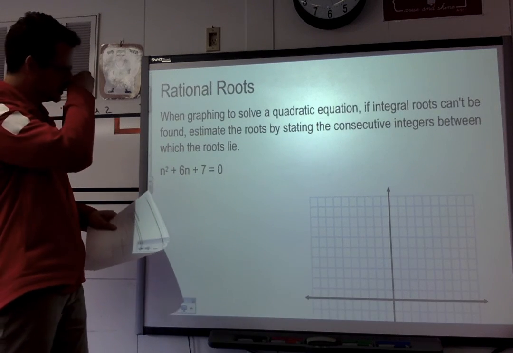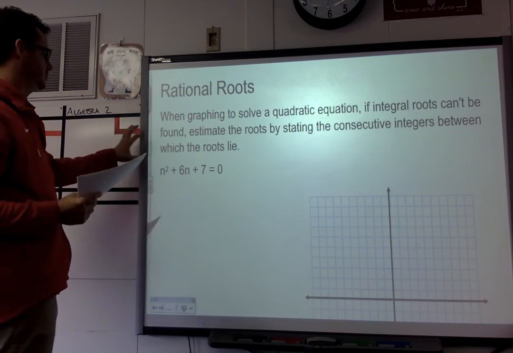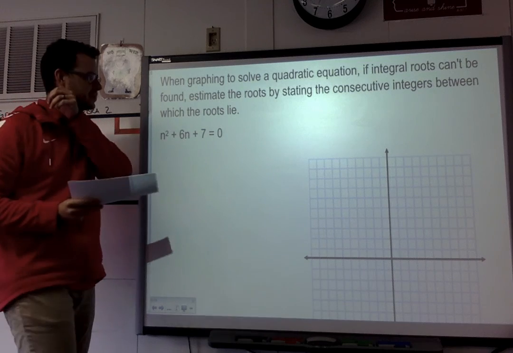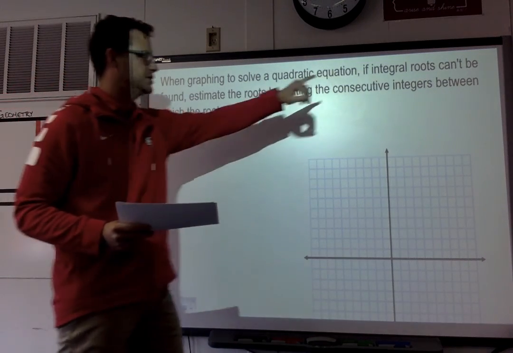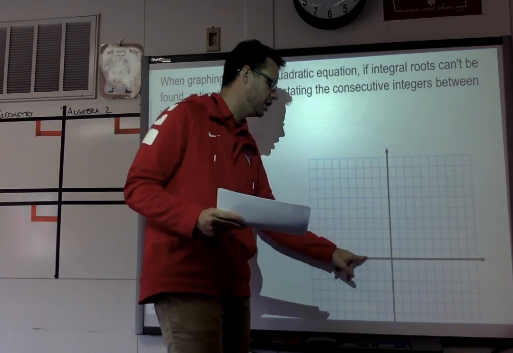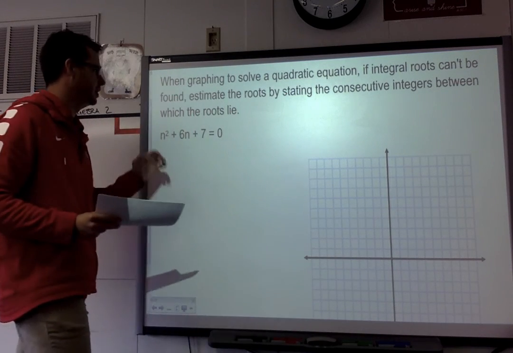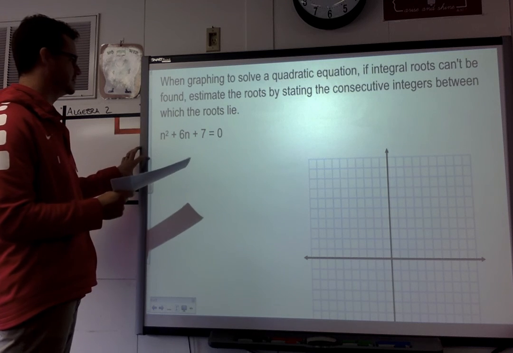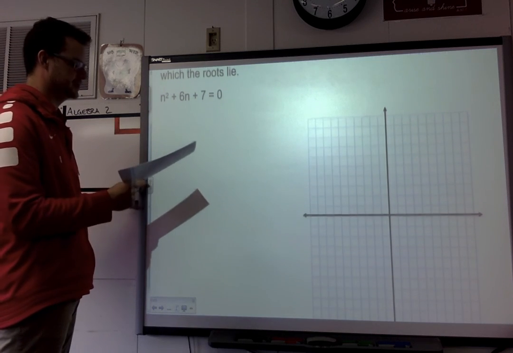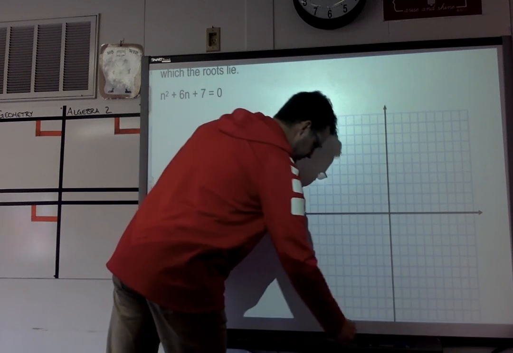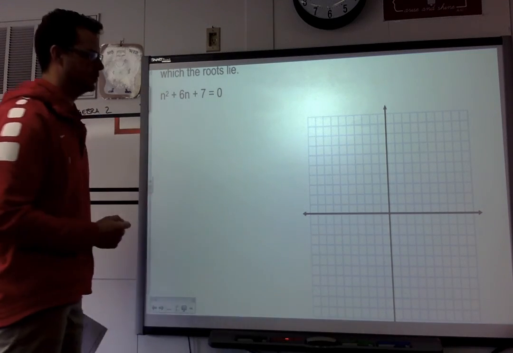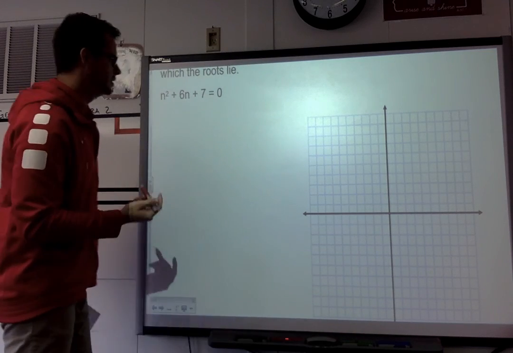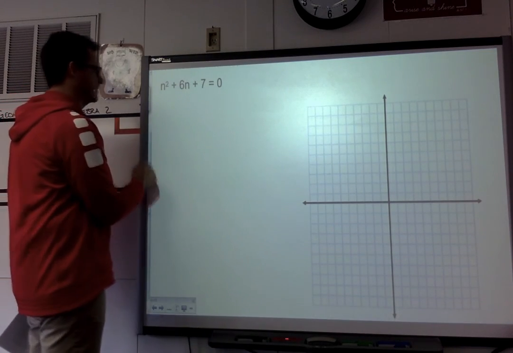All right, last thing here. Rational roots. So when graphing to solve a quadratic equation, if integral roots can't be found, integral roots means that it's going to fall on a whole number or an integer, then we're going to estimate the roots by stating the consecutive integers between which the roots lie. So this means that when we graph it, we're not actually going to have an integer for a solution. So I'm going to show you what we would need to do if that's the case.